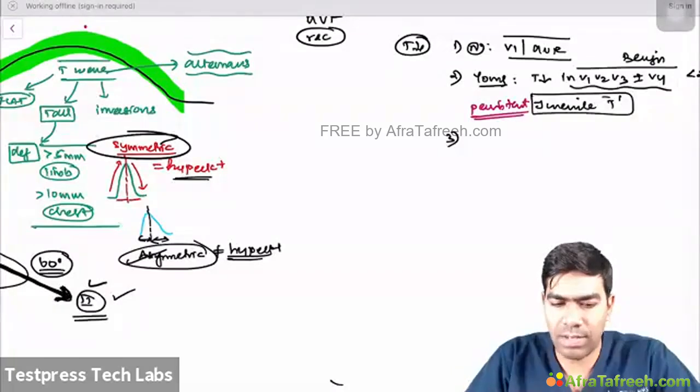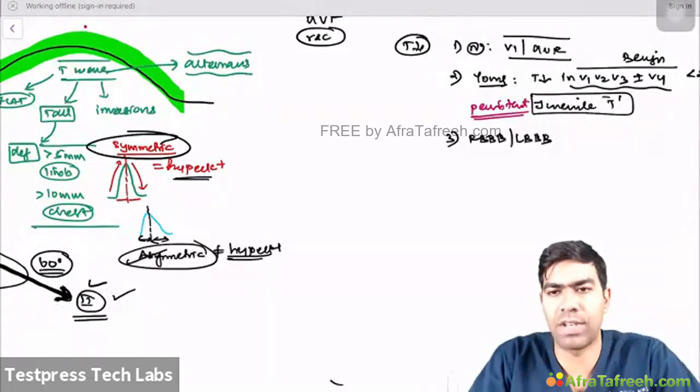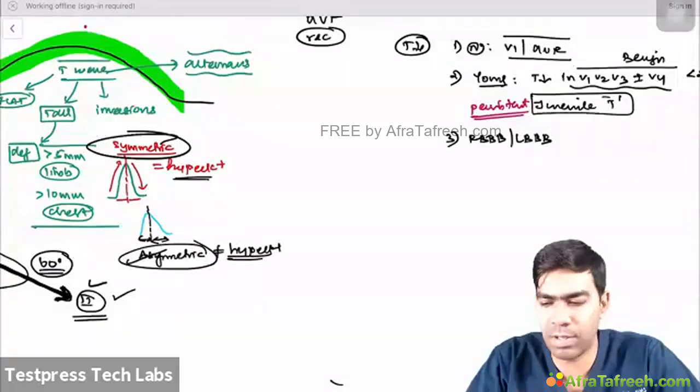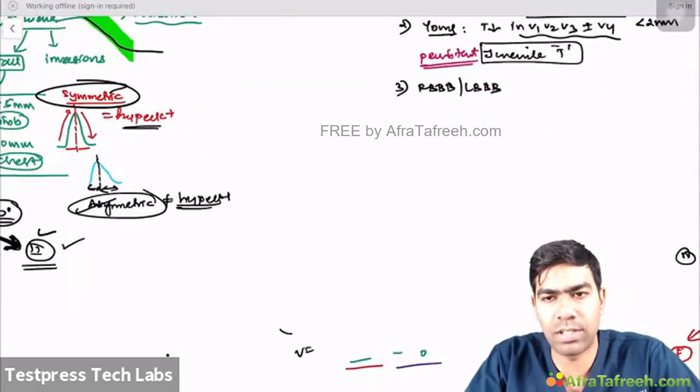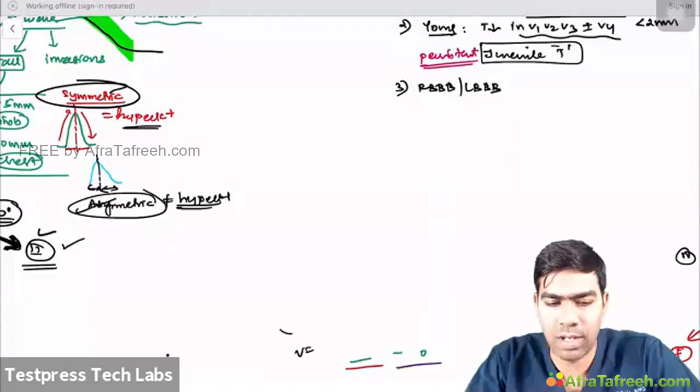And apart from that, T wave inversions can be seen in other conditions like right bundle branch block as well as left bundle branch block. We have seen already in RBBB and LBBB, you can see a T wave inversion, which we have discussed already, again because of the discordance, concordance, all this stuff we discussed. I'm not going to tell you again.